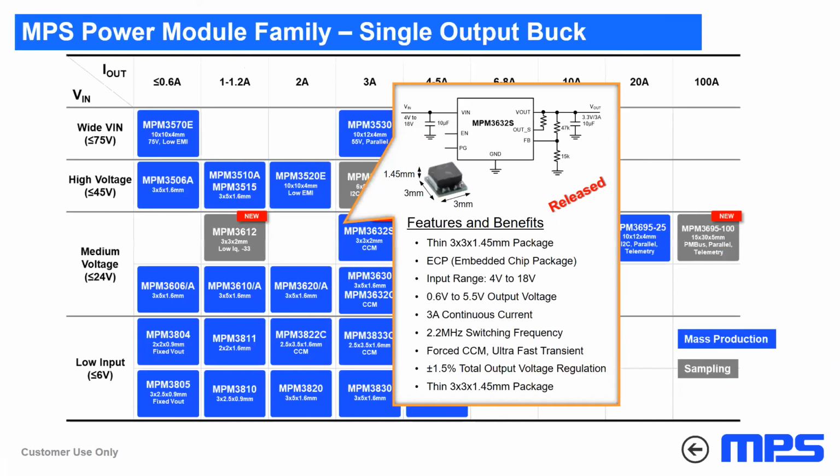One of our modules where we do this is our 3632S. This is in a 3x3, and it's also only 1.4 millimeters high. So in the same regard, it's also a low profile module, but we do stack the inductor to reduce the footprint size as well. This is a 3 amp device, 12 volts input, 4 CCM, so very low ripple.